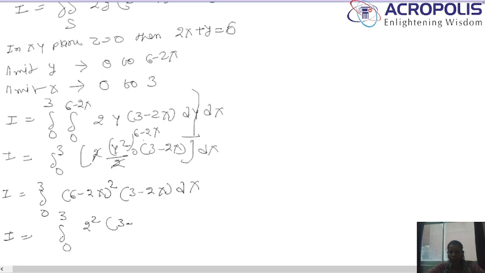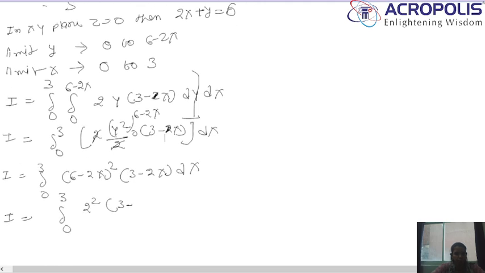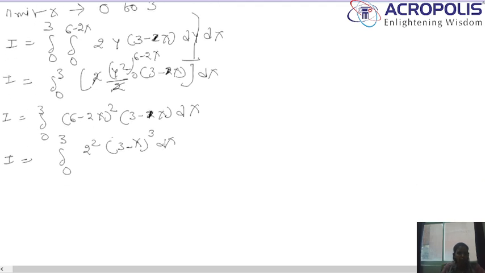Here if we simplify by 2, what we have? Here there is some correction. If we take 2 outside, the remaining term will be 3 minus x. So here is also 3 minus x because we take 2 outside. Then the resultant power of 3 minus x will be power 3 dx. Now at last we can calculate the integral with respect to x.